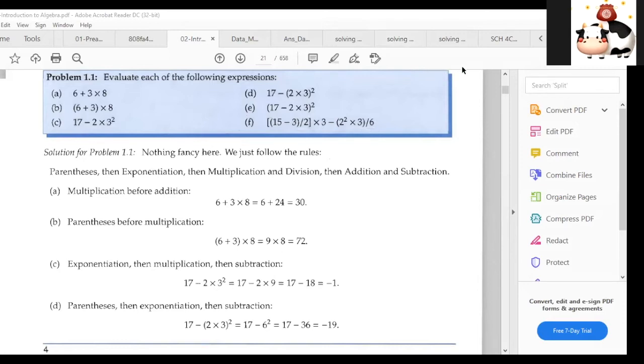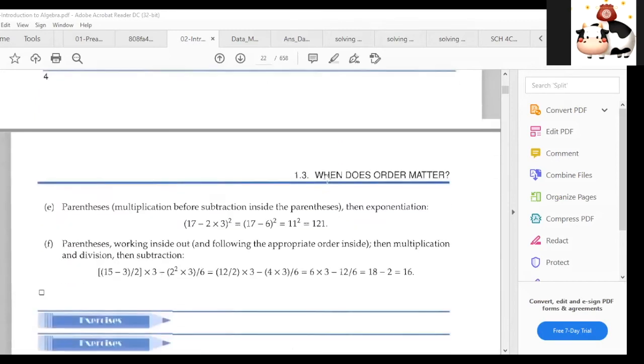We're going to move on to something called the commutative property of addition. Okay, so we're going to go to page 22.